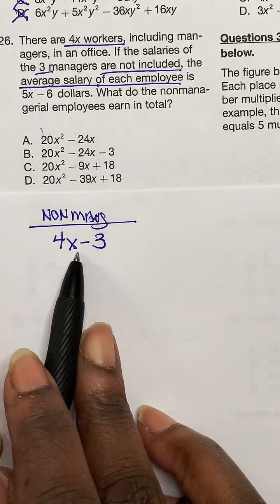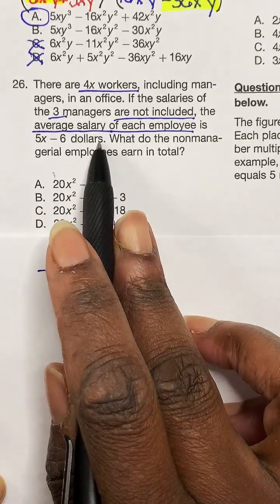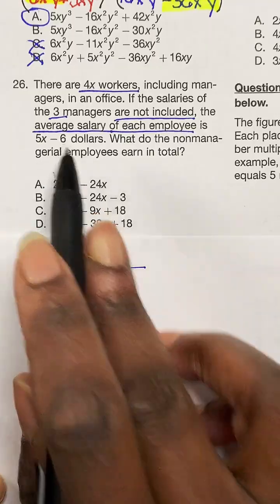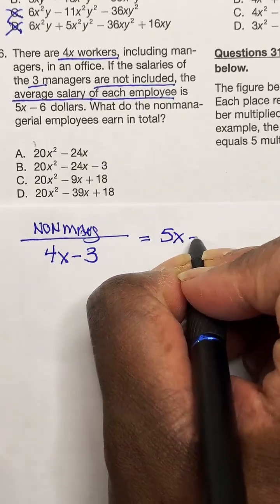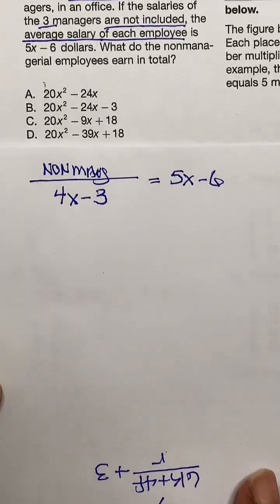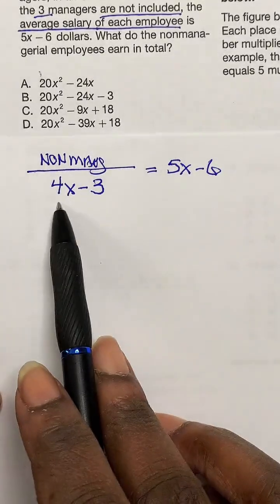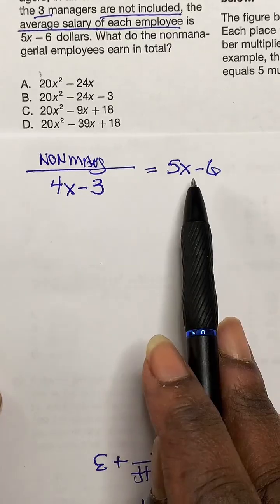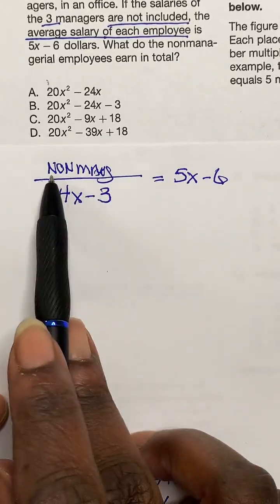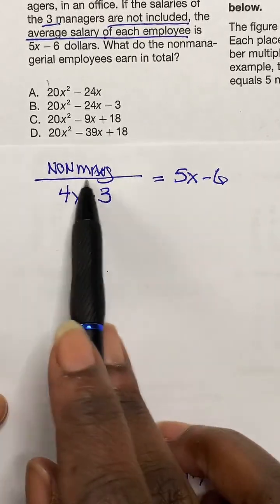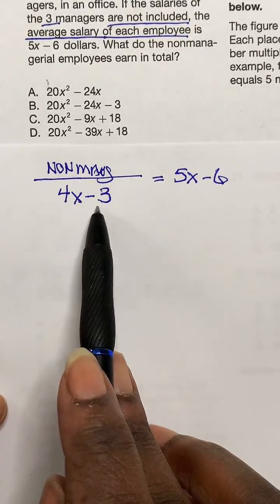So that will give me 4x minus 3. And since they said the average salary is 5x minus 6, that means this is going to equal 5x minus 6. Because if you do the average, you add them all up, divide by how many people we're talking about. So this is the people that we're talking about, and this will be your average, your mean. So in order for me to get the non-managed people, I have to get rid of this denominator. I need to get rid of this fraction.